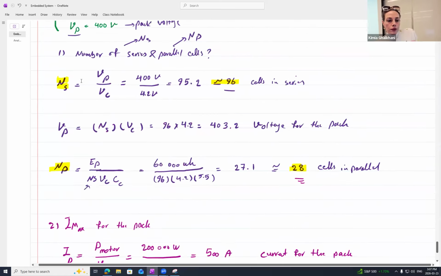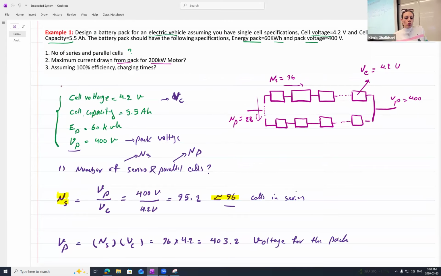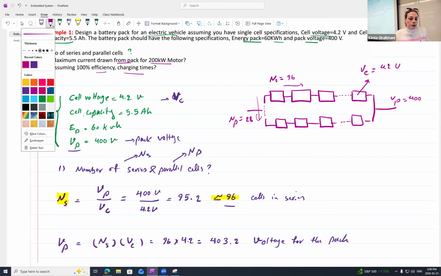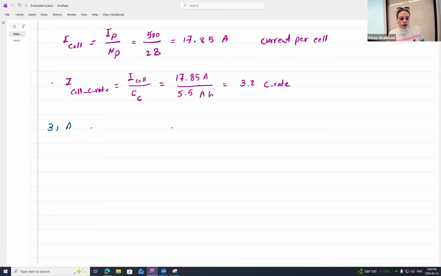Next, what was the next part? Next is asking me, assume 100% efficiency charging time. How long will it take with this C rate to charge the battery? That's a good one. Let's go for this one now. So now I'm going to calculate part 3. Part 3 is assume 100% efficiency, right? And it is in charging.